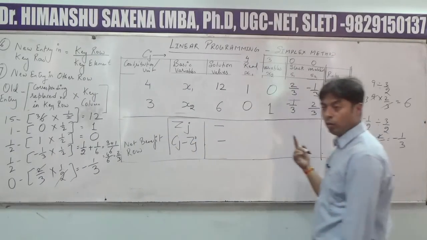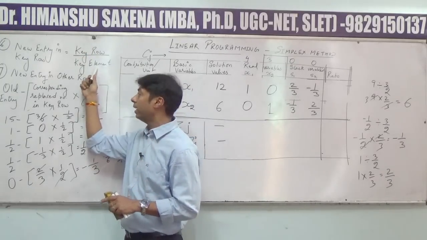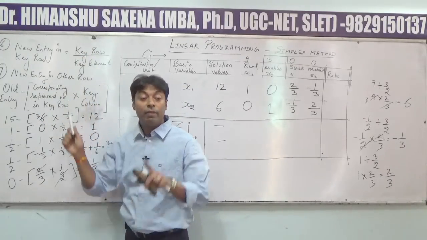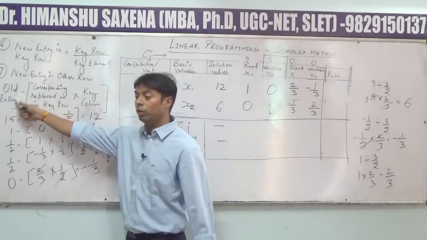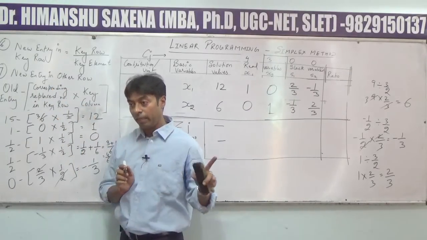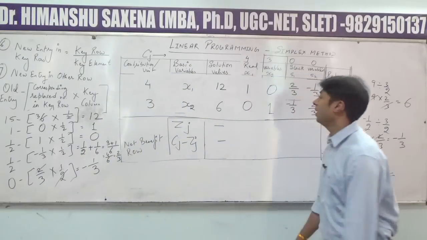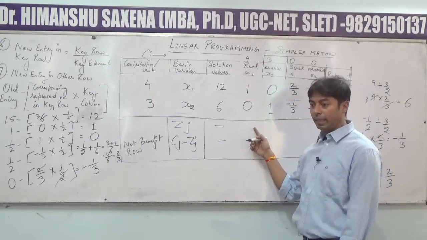One was a key row. Key row has to be changed by this formula which says key row upon key element, and the other row which is not a key row, for that, old row minus new row multiplied by key column element which is existing in that particular row. Okay, next the calculation for Zj.